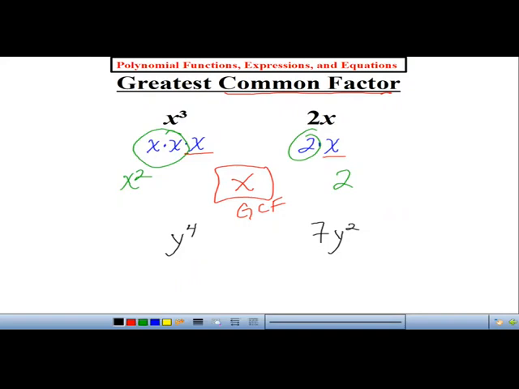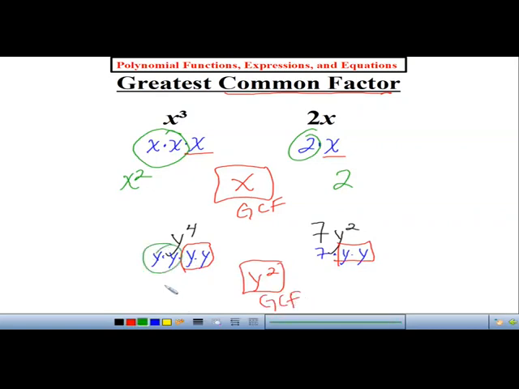All right, let's see. If you wrote them out, you should have done y times y times y times y. This one was 7 times y times y. What did both of them have in common? y squared. So we write y squared. That's our what? GCF. What's left over on this side? Y squared. What's left over on this side? 7. Hands if you got that.